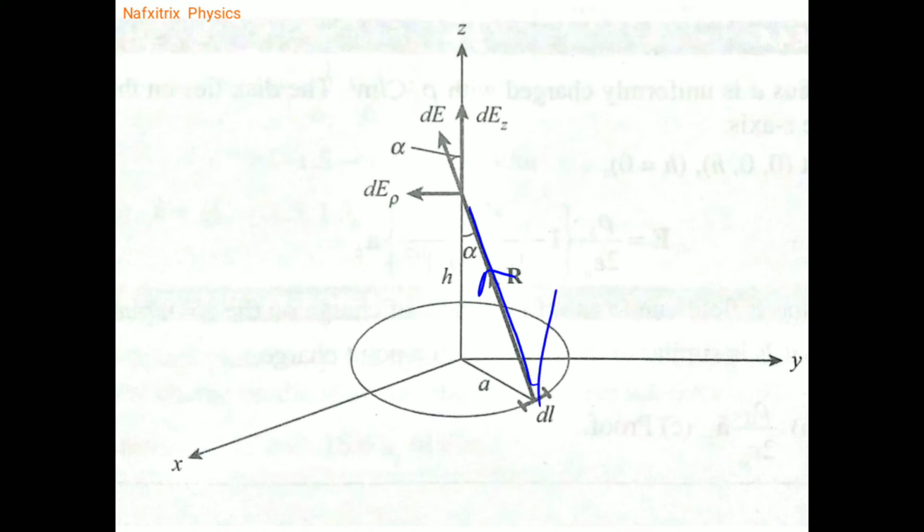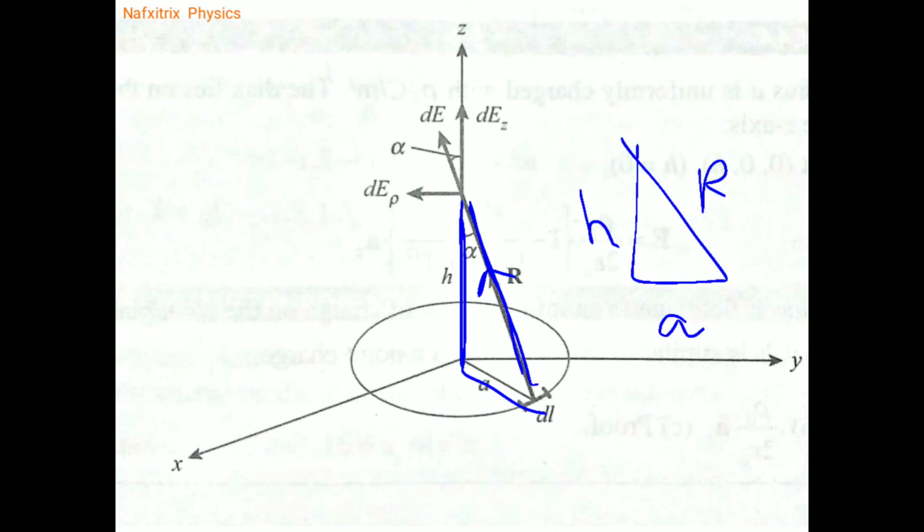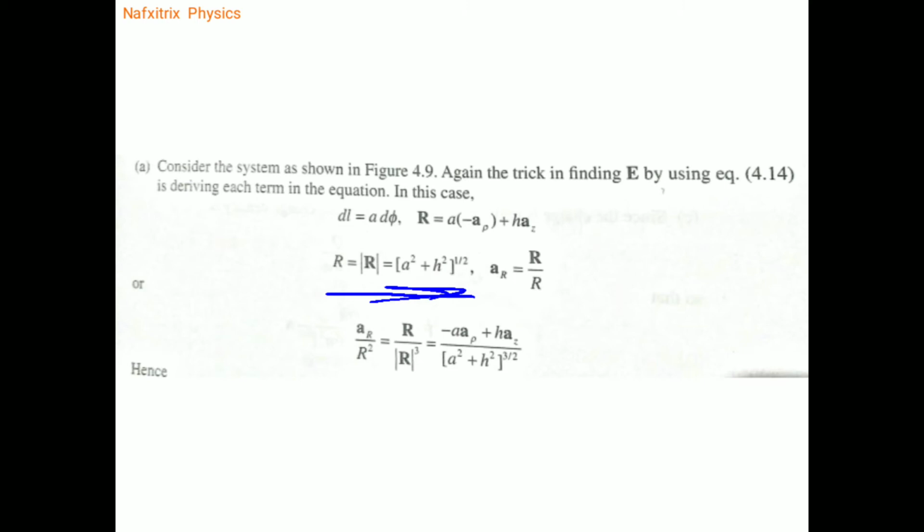So finding its magnitude is nothing but this component plus this component, whole square. Here you can see a right angle triangle. So this is R, this is h, and this is a. So it is like this: h, a, R. So the magnitude of R is the square root of a square plus h square.